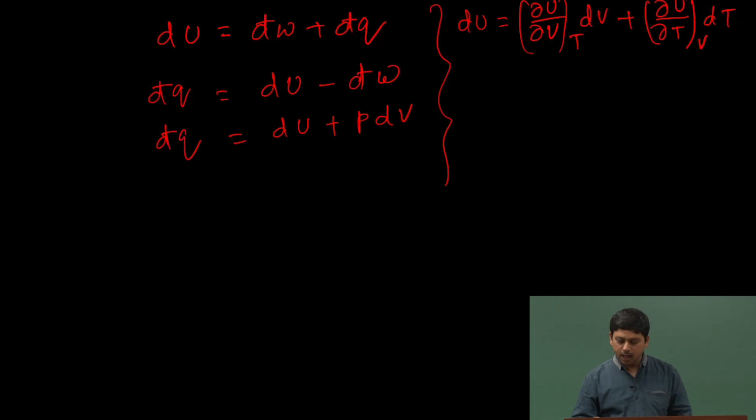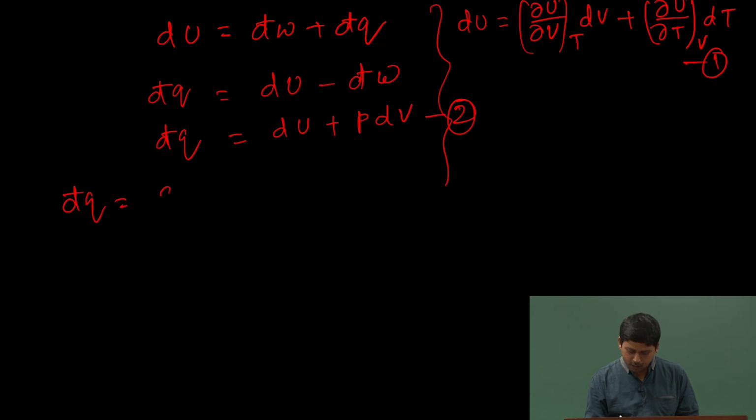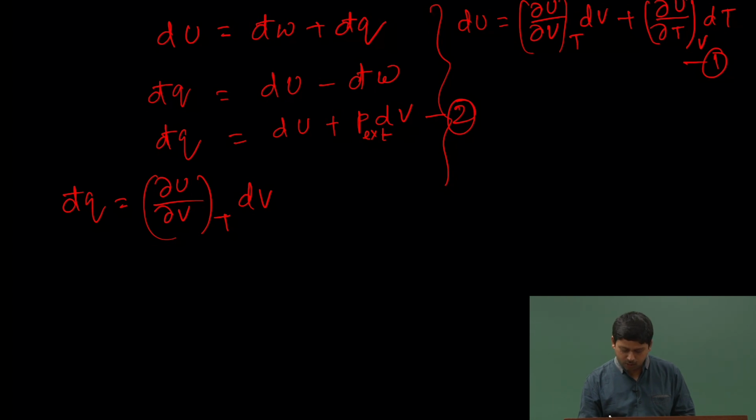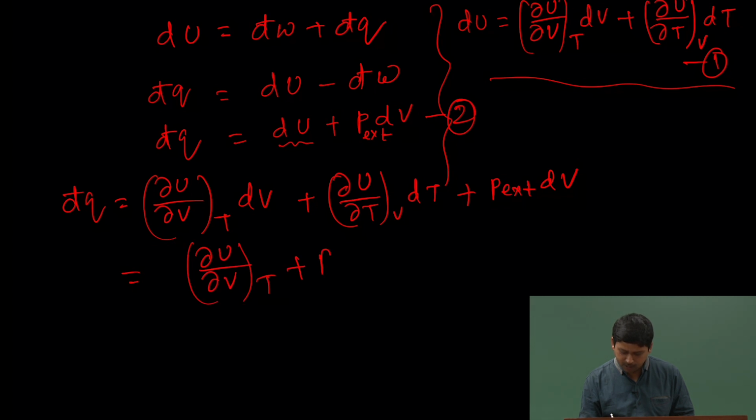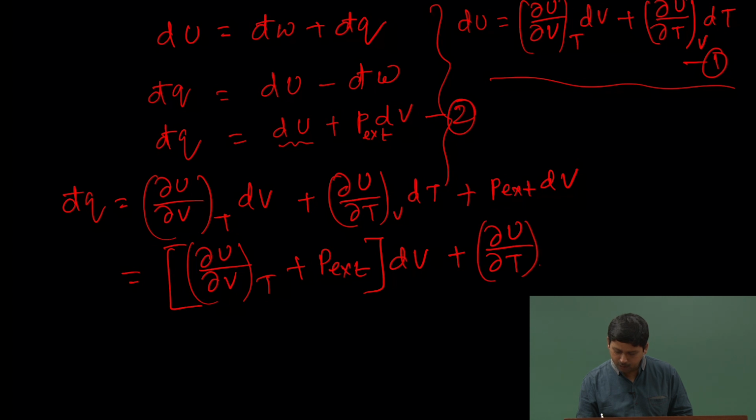at constant V dT. Now, let us replace this equation in equation 2. So, we write dQ equals del U by del V at constant T dV. It is better to write P external here. I am just replacing the dU part with del U by del T at constant V dT plus P external dV. Now, put the two dV terms together: del U by del V at constant T plus P external, times dV, plus del U by del T at constant V dT. So, we got the expression of Q. There is no assumption taken so far; we have just expressed Q in terms of this.